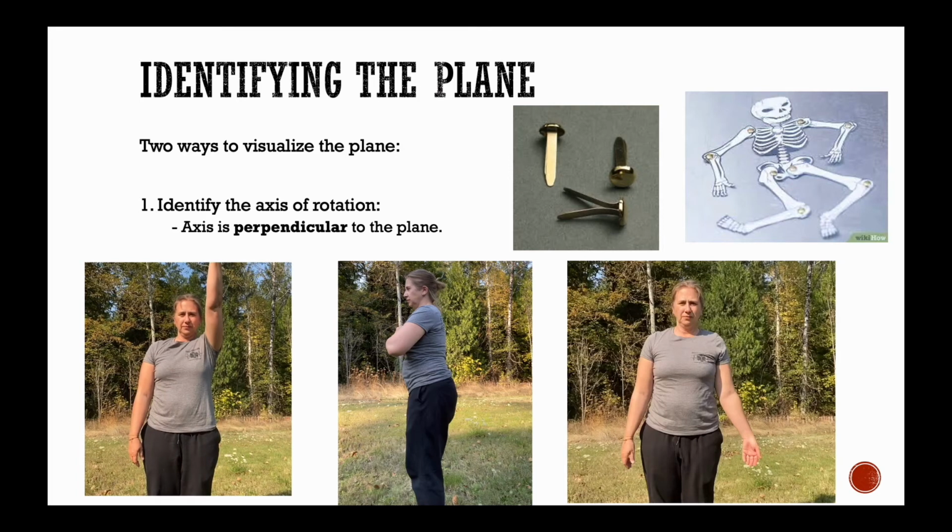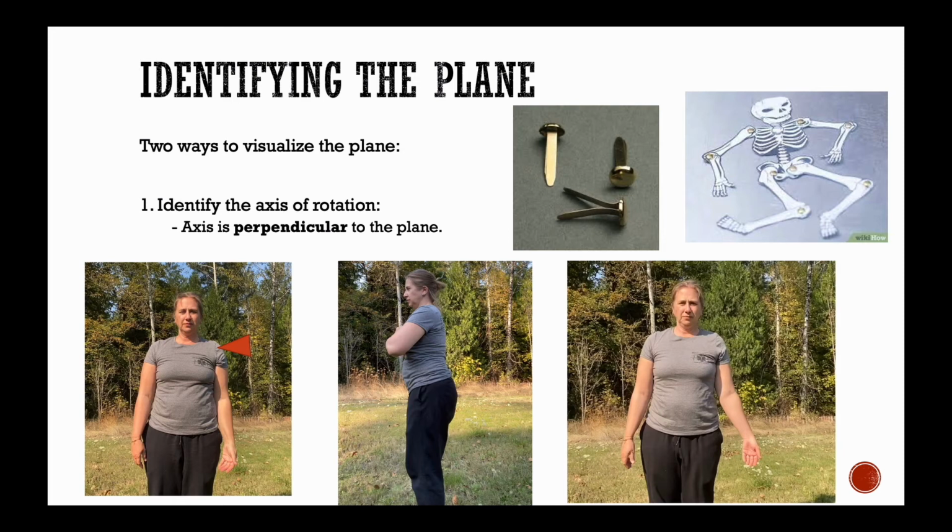So here we've got flexion and extension. Now, go ahead and do this on your own body and try it out. Do flexion and extension of your shoulder. Now, if you were going to put one of these brass fasteners into your body and it would still allow you to do this movement, where would it be going into your body? Where would this axis be? Hopefully you came up with something like this.